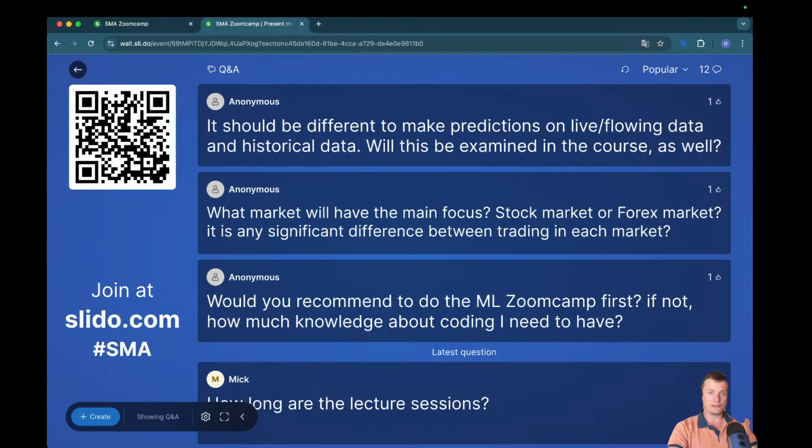It should be different to make predictions on live flowing data and historical data. Will this be examined in the course as well? We use historical data or delayed data, 15 minutes delayed data. What we do here is called day trading, so we do not use any of the live flowing data, but you can use it for your projects.